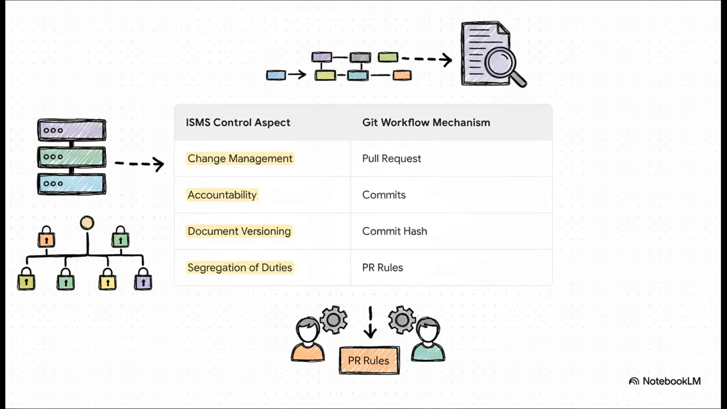And look, this isn't just about making our lives easier. This workflow systematically enforces the key controls that are part of your information security management system. The pull request is your change record. Every commit gives you accountability, tying a change to a person and a timestamp. That weird-looking commit hash, that's a perfect, unforgeable version ID. And best of all, you can set it up so the author of a change can't approve their own work, which nails the principle of segregation of duties.